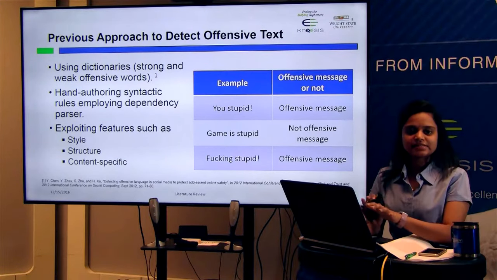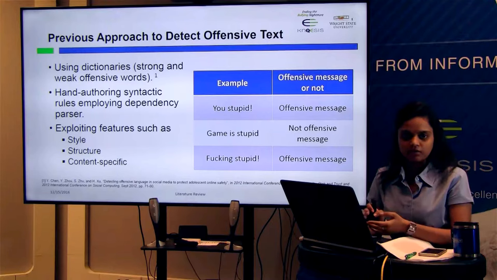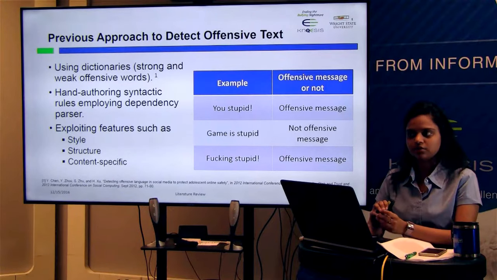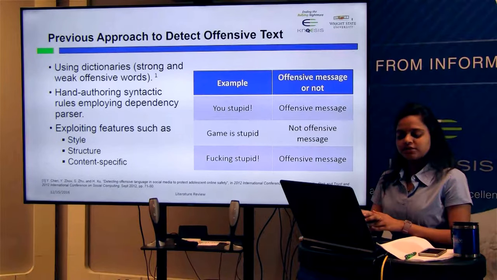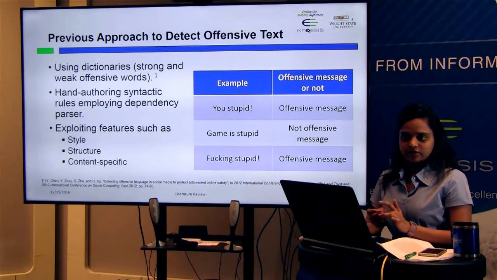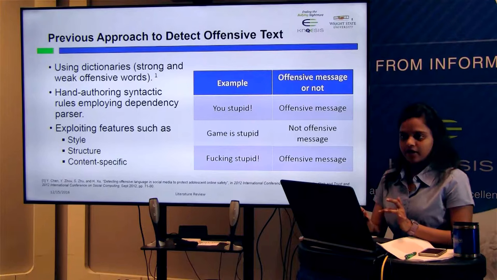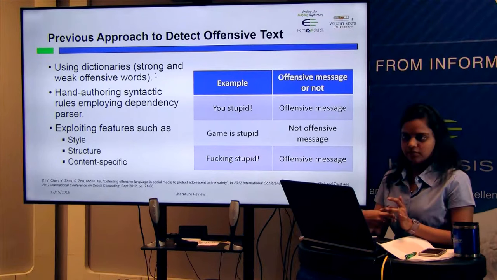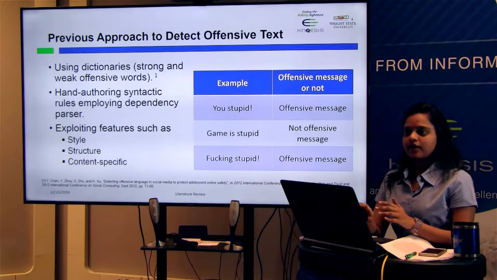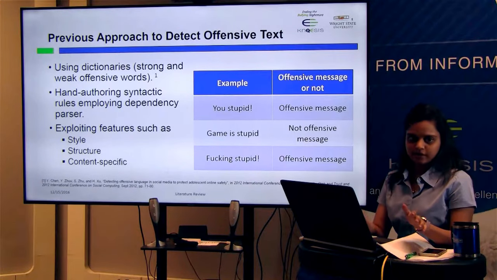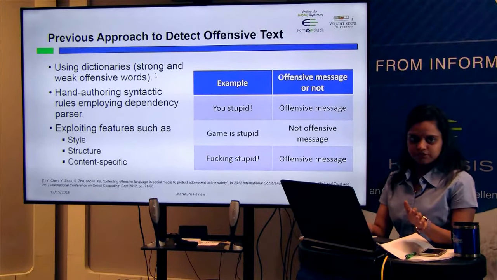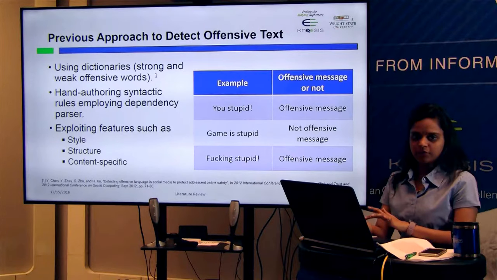No, this is the existing approach. They use their lexicon, not the lexicon and some patterns. So the idea behind this approach is that first they detect offensive words. If there are any, then they filter those messages. And they see if there is an association of a user identifier or a secondary pronoun with these offensive words, then that message might be offensive.